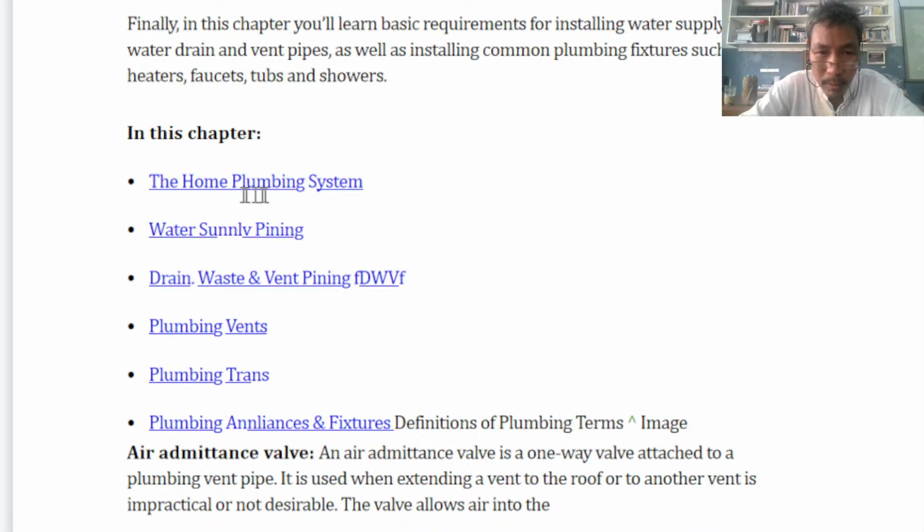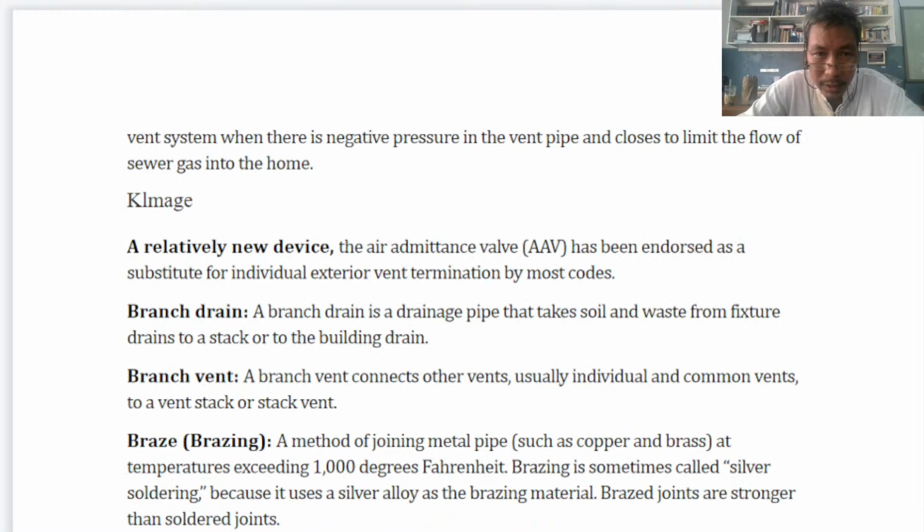So let's start with the discussion of the whole system. So what we call the home plumbing system. Then next we will take a look at the water supply, piping, then DWV. DWV is the word for drain, waste, and vent. I will define it later in more detail so that there is no confusion. Plumbing vents, plumbing traps, and plumbing appliances and fixtures. Again, let us introduce some of the definitions.